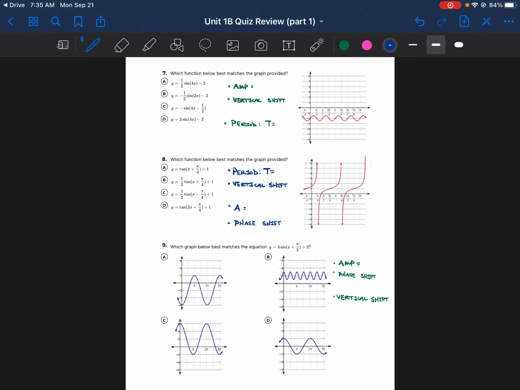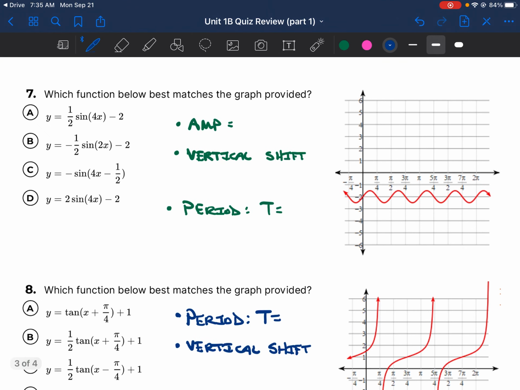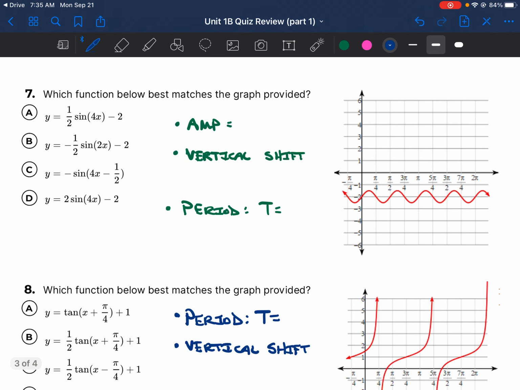All right, moving on to number 7 here. These are the kind of questions you can more so expect on the quiz. So which function below best matches the graph provided? One thing we want to look at is, can we identify any changes in the amplitude, the vertical shift, the period, any phase shifts perhaps?